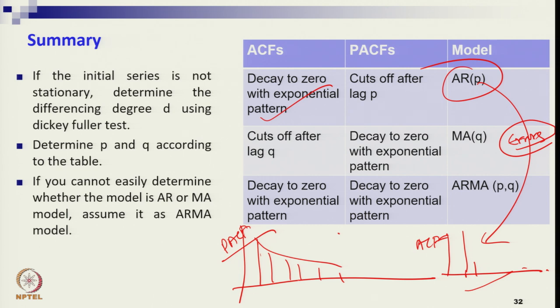Now if you are confused and not able to select the model, suppose both have some standing point, in that case you can select ARIMA P, Q, or both are having exponential decay, you are confused to select, then you can select ARIMA 1 or ARIMA 2 at maximum. This is the total summary of AR, MA and ARIMA.